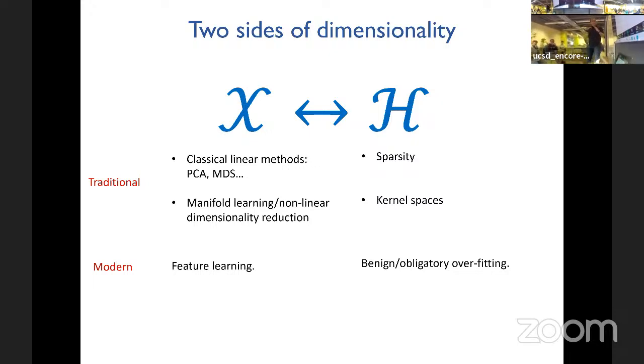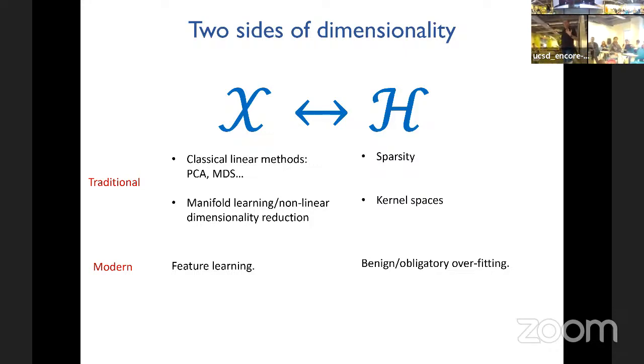So now I think we kind of understand at least part of this puzzle. On the side of the X, on the side of the features, we now see that what modern machine learning methods are doing is this relevant feature learning. They learn features which are relevant, they do dimensionality reduction, but it's not a generic dimensionality reduction. It's dimensionality reduction with respect to the output.